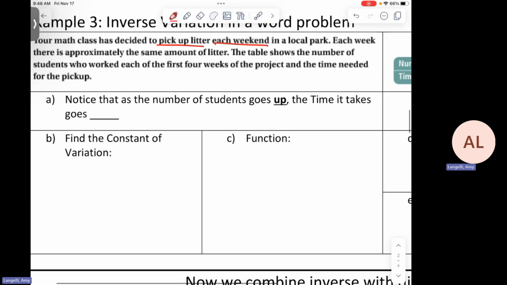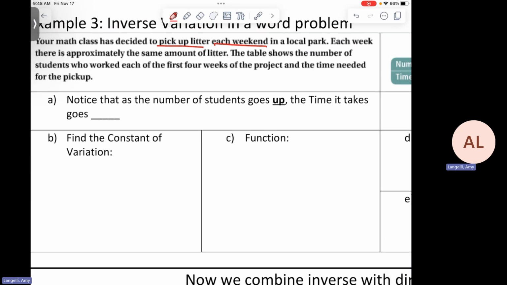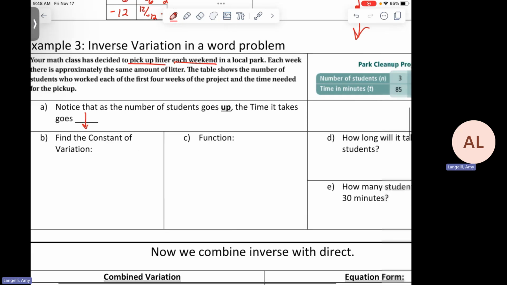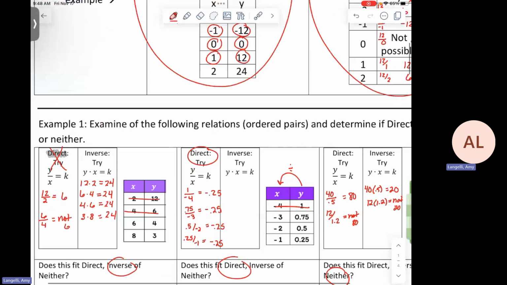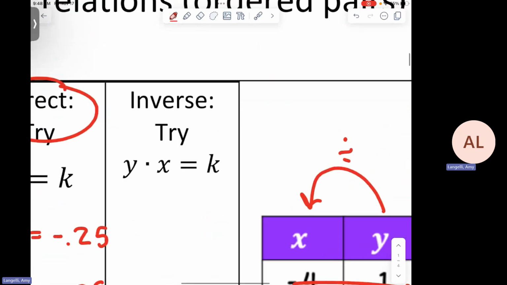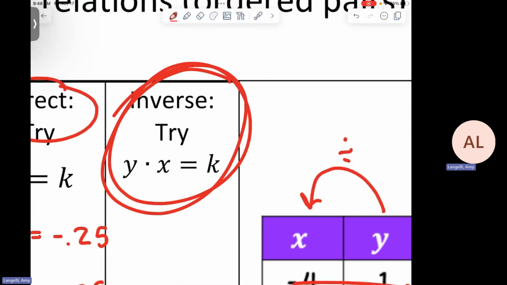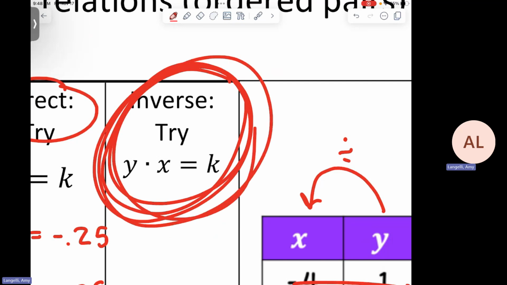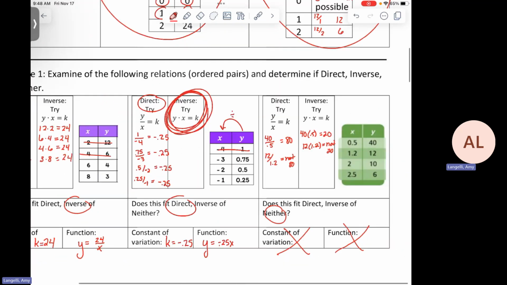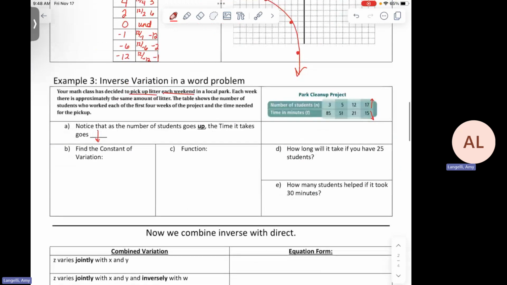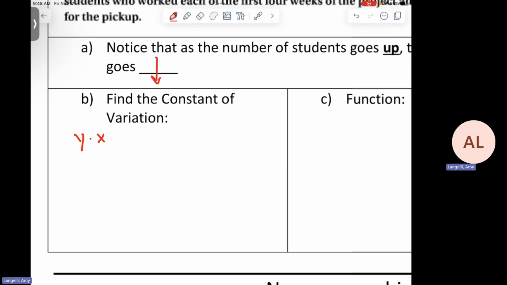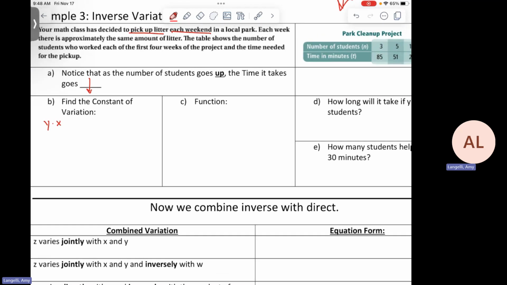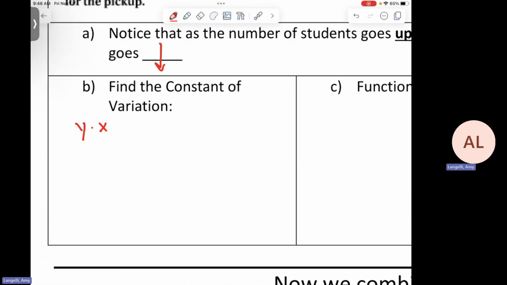All right, notice that as the number of students goes up, the time that it takes goes down. Find the constant of variation. So the constant of variation, if I want to go back up here, I hope this is helpful. When we think something's inverse, we're going to do all the y's times all the x's. I'll say that sentence again. When we think something is inverse, which we do, we're going to take all the y's and multiply by all of the x's. So this will probably be something I should double check in my calculator.